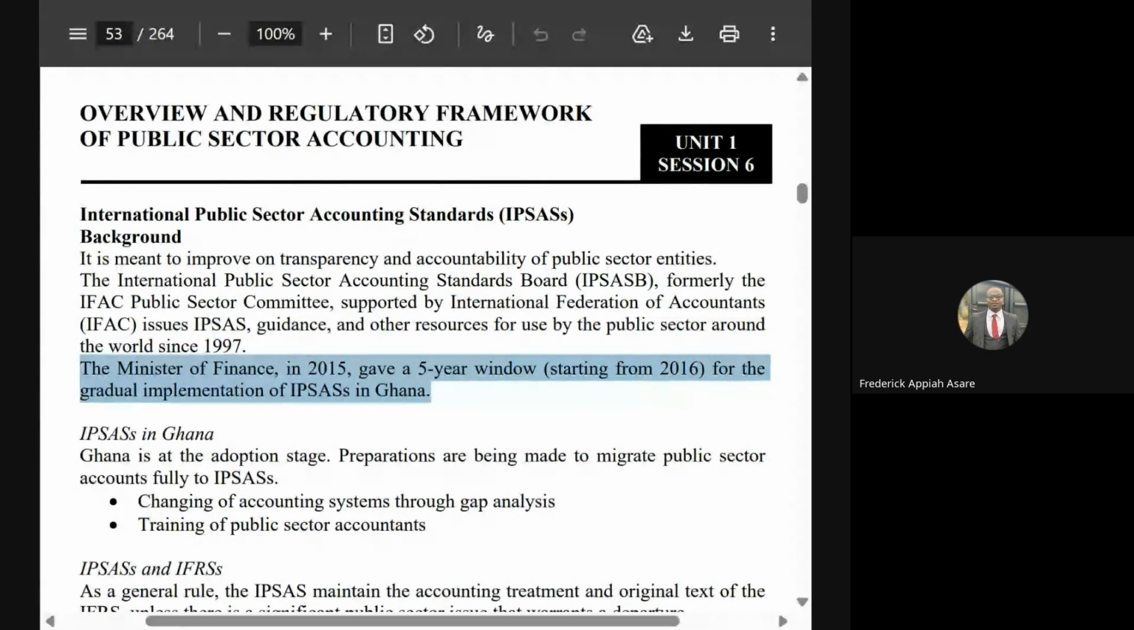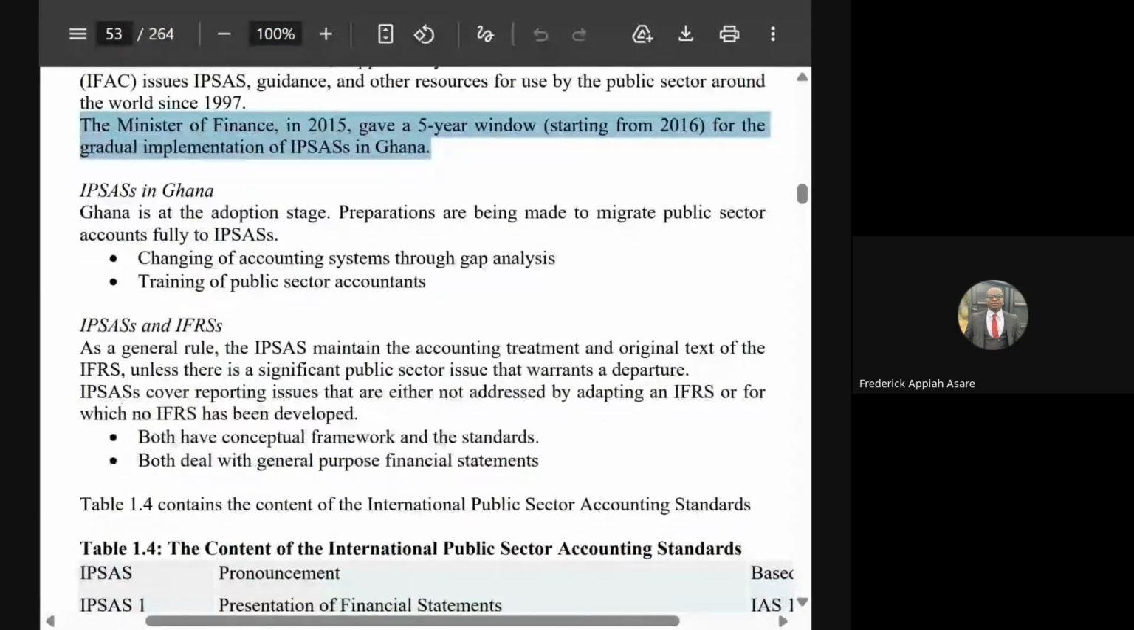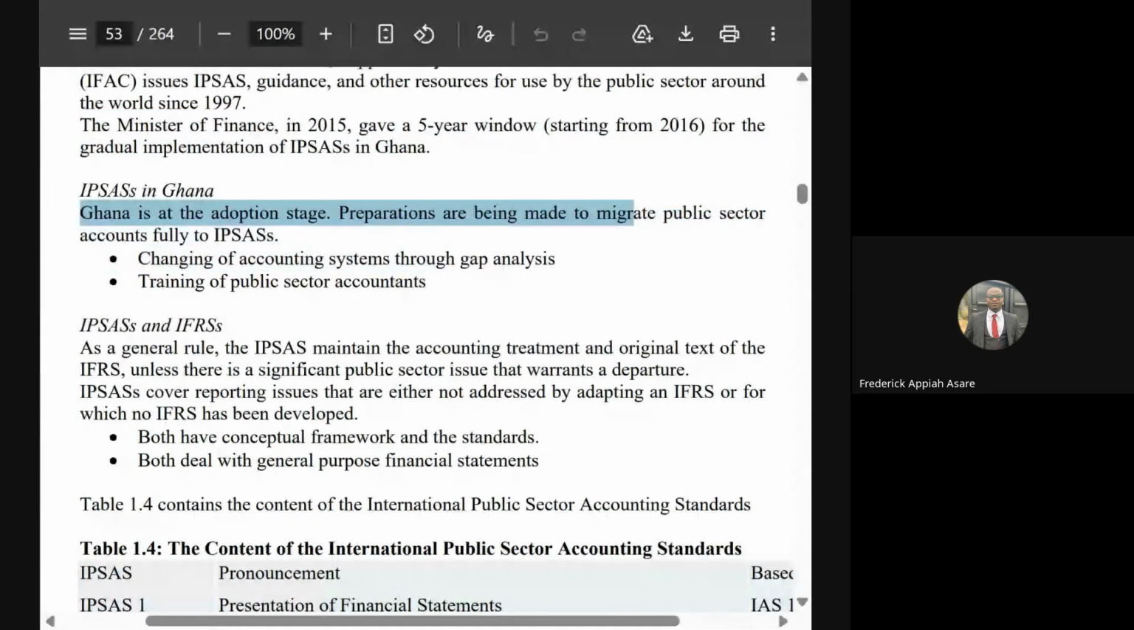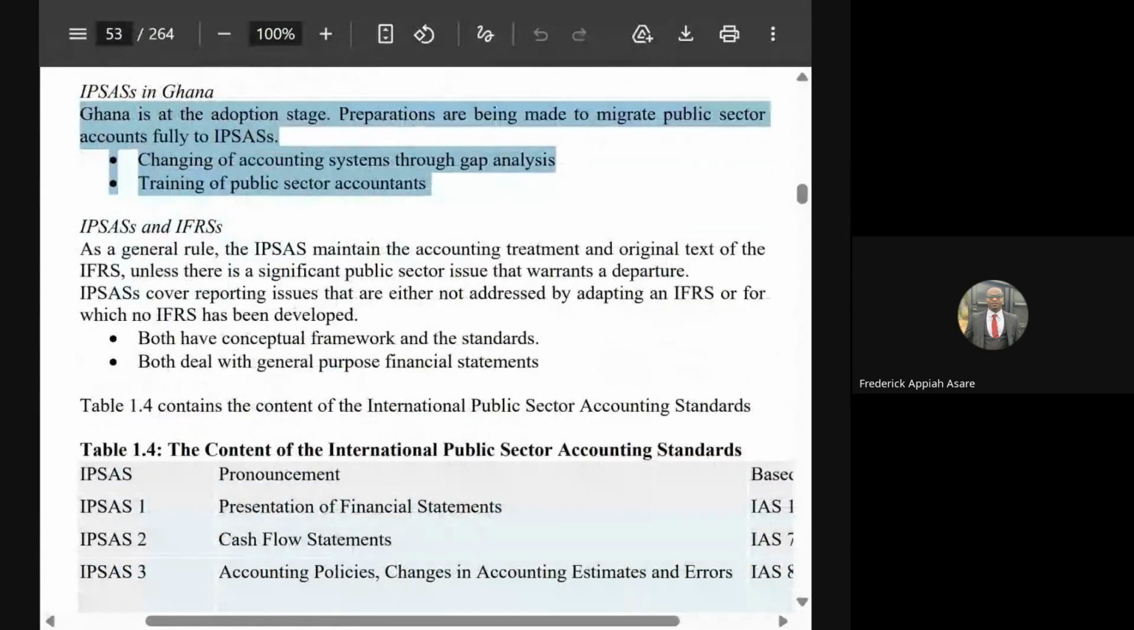So from 2015 plus 5, we are expecting everyone in the public sector to use IPSAS in their preparation. When it comes to IPSAS in Ghana, Ghana is at the adoption stage. Preparations are being made to migrate public sector accounts fully to IPSAS, changing accounting systems through gap analysis and training of these public sector accountants.